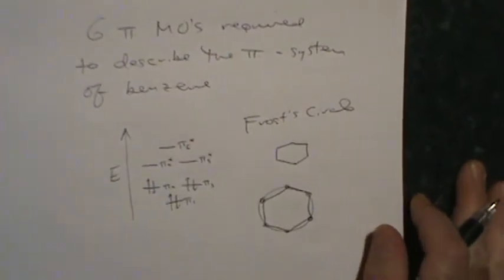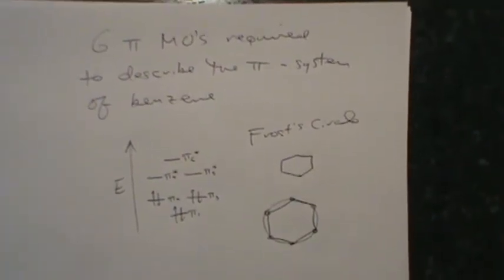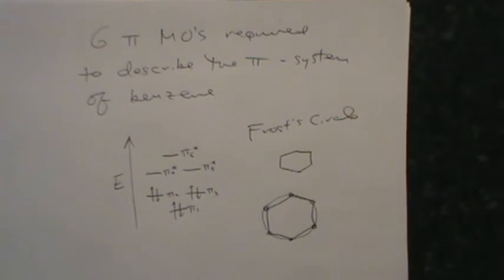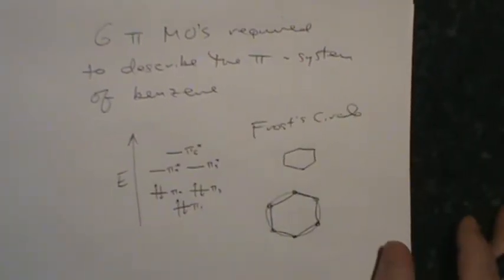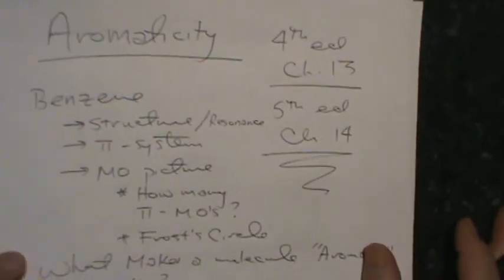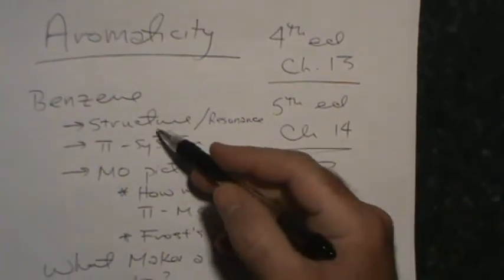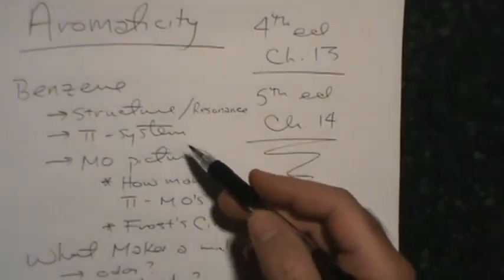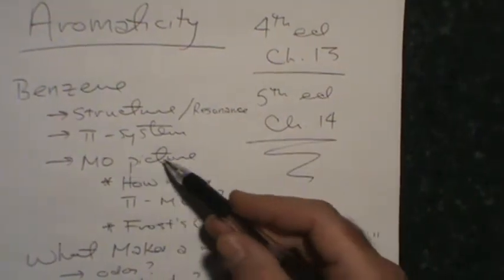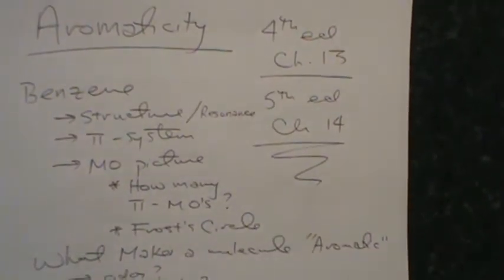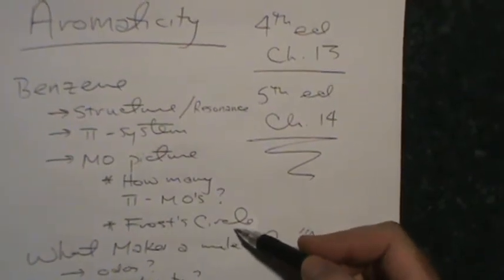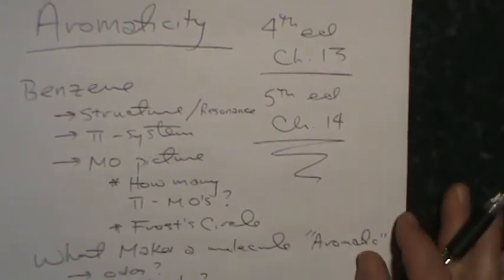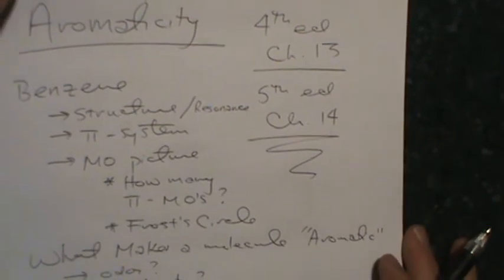So that is my 6 pi molecular orbitals associated with benzene drawn along an energy axis. So we've talked a lot about benzene here. We know something more about its structure and resonance, and something more about its pi system, and even something more about the 6 pi molecular orbitals that are required to describe it, and we use Frost's circle to help us out there. That's all very good.